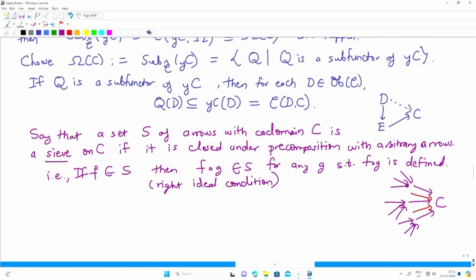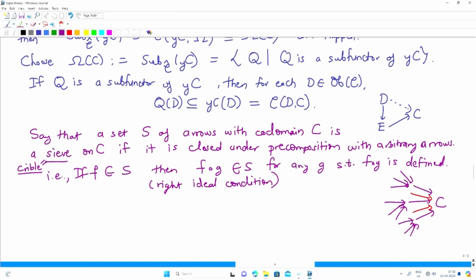So you can say that a sieve is a right ideal. Dually, a left ideal would be called a co-sieve. In French, the word sieve is written as crible. This is terminology coming from agriculture, as I said yesterday. Right now we have two different notions: one is a subfunctor, another one is a sieve. And those are actually the same.